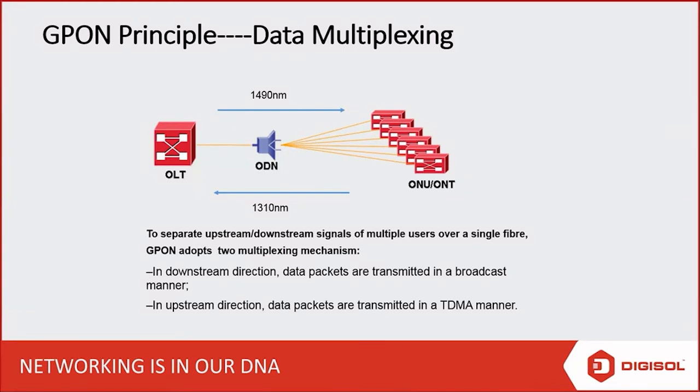In FTTH, the biggest advantage is that entire data transmission and reception happens on the same single core. How is this possible? It is possible because data transmit and data receive are happening on different wavelengths.